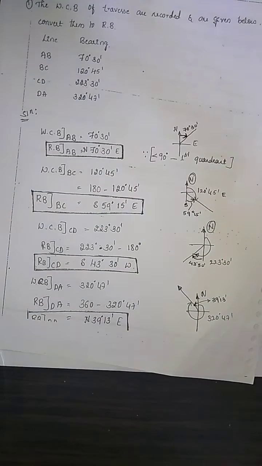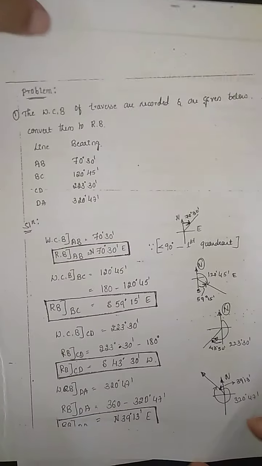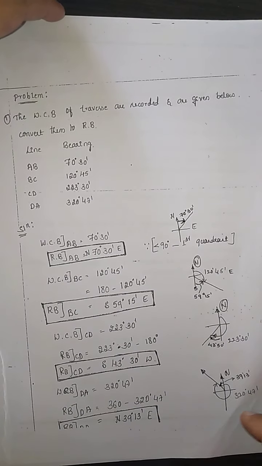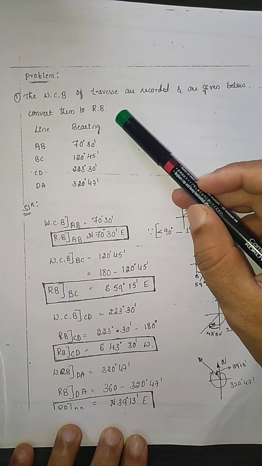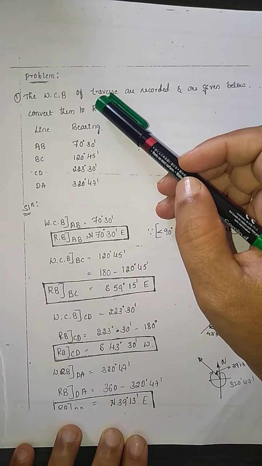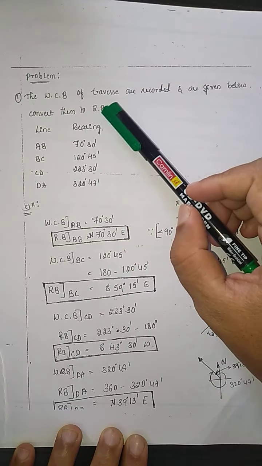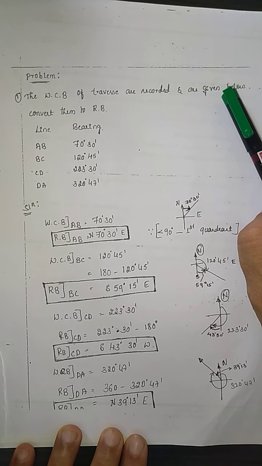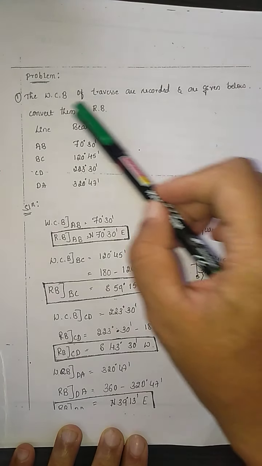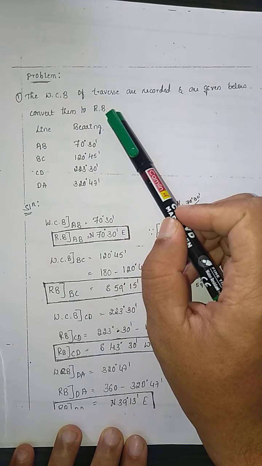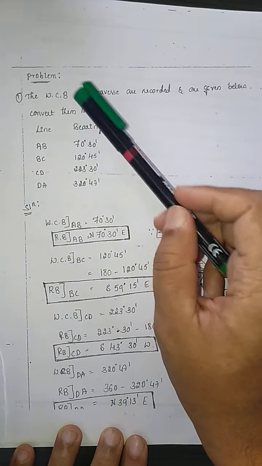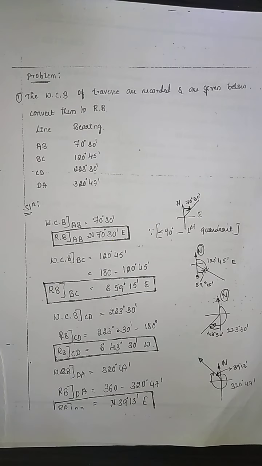Okay, now we will discuss two problems. One is from whole circle bearing to the quadrantal bearing. So the first problem is: the whole circle bearings of a traverse are recorded as given below. You need to convert them to the reduced bearing, from whole circle bearing to reduced bearing.